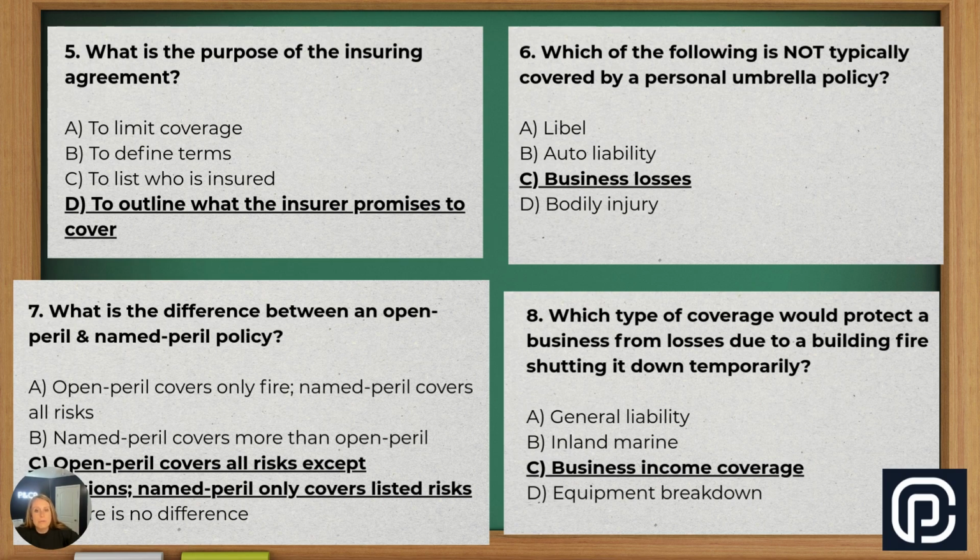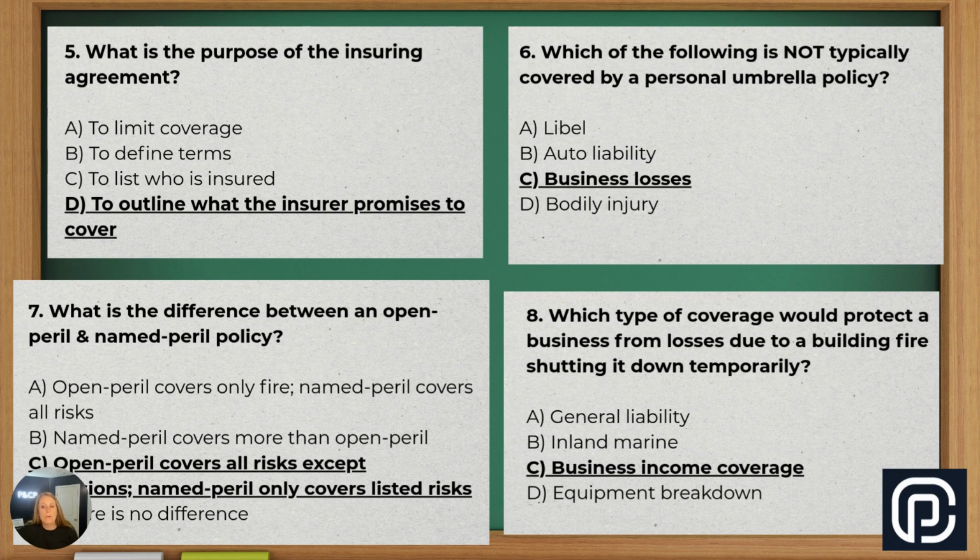What is the difference between an open peril and a named peril policy? Of course, this is C. Open peril is going to cover all risks except what is excluded, and a named peril only covers listed risks. So another way you might see that worded is a named peril policy is going to cover what's named. An open peril policy is going to cover everything except what is excluded. Right? So you might see a little bit of different terminology. It all means the same thing, right?